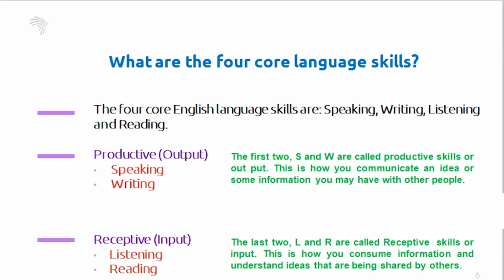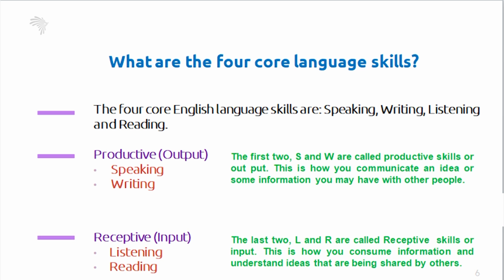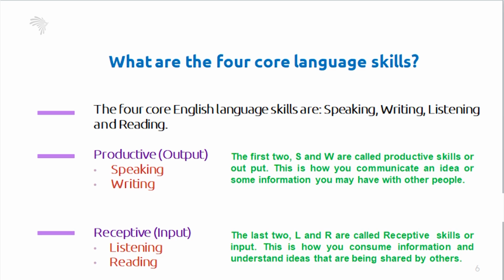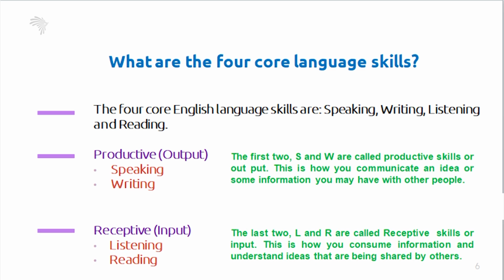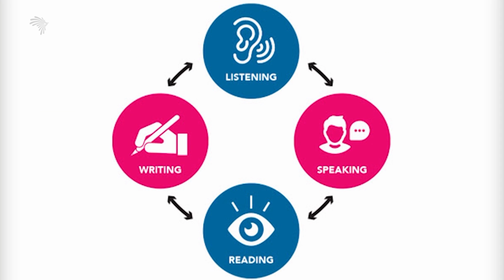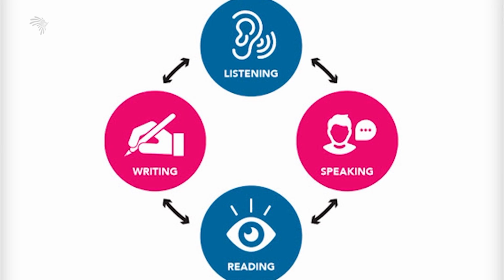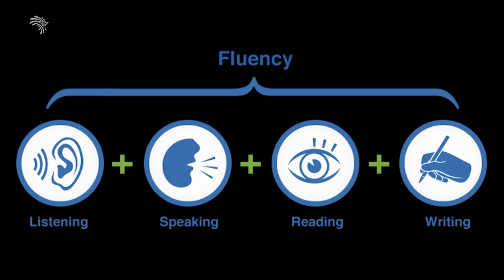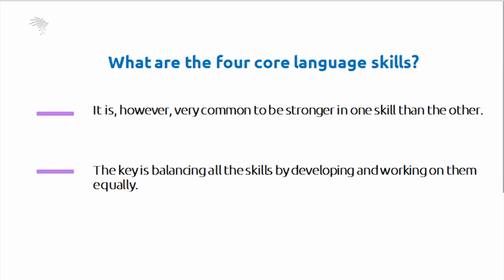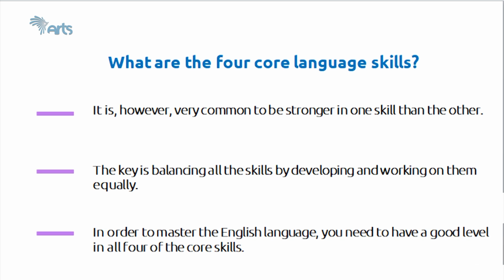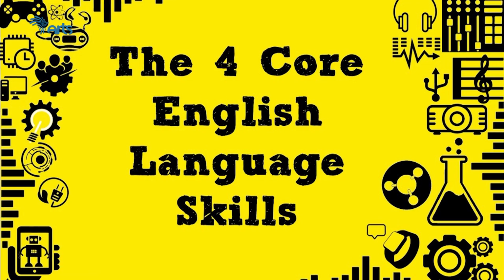The last 2, listening and reading, are what we call receptive skills or input skills. This is how you consume information and understand ideas that are being shared by others. It is, however, very common to be stronger in one skill than the other. The key is balancing all the skills by developing and working on them equally. In order to master the English language, you need to have a good level in all 4 of the core skills.